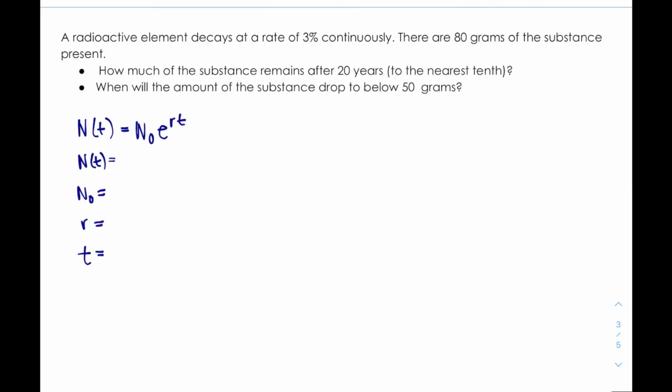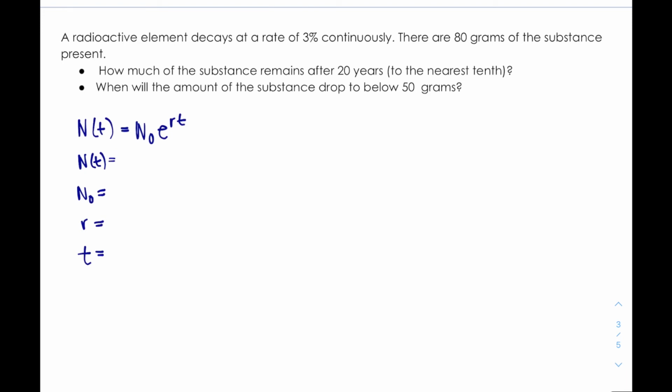Let's do one more word problem. Okay, we've got a radioactive element that decays at a rate of 3% continuously. There's 80 grams of the substance present, and we have 2 questions here. The first one is, how much of the substance remains after 20 years? And then the last one is, when will the amount of the substance drop below 50 grams? So we're going to start by just answering the first one. We know we're using N of t equals N naught e to the rt because this is a population problem. It's not anything to do with financials. So let's fill in what we know for the first one.